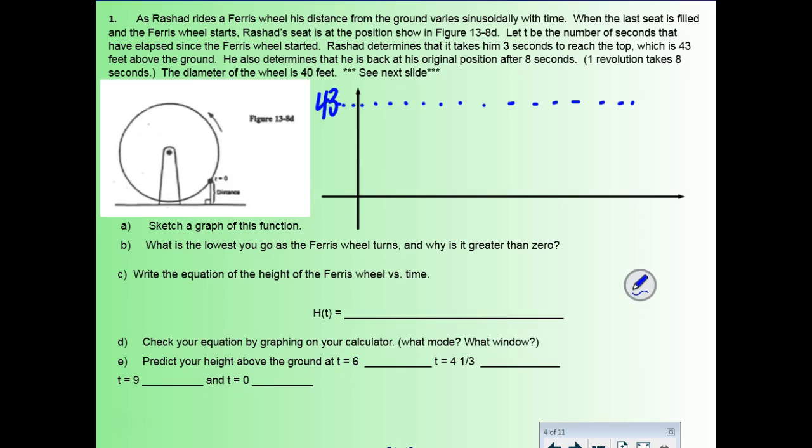There's a really important clue snuck in here. It says he determines that he's back at his original position after 8 seconds. What is that fancy talk for? How long it takes for him to complete 1 full revolution, also known as? That's period. I know there's a clue over there about frequency. It says revolution. Oh, well, that is period. Ignore my frequency comment. We'll come back to frequency in a moment.